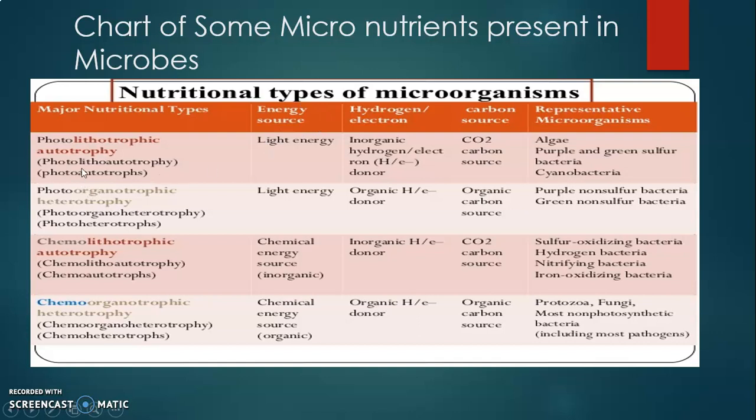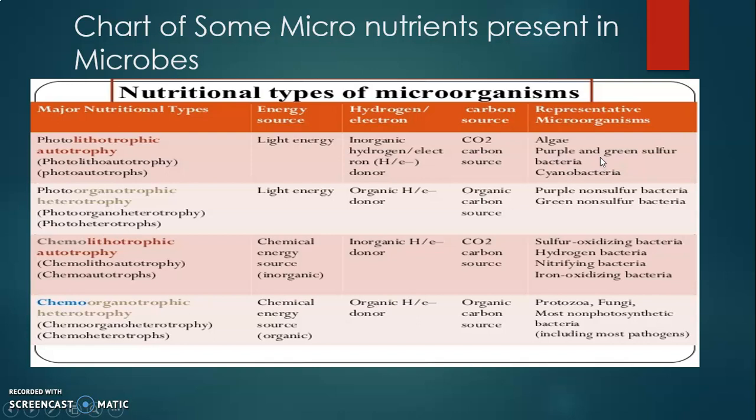What does photo mean? Photo means energy. What is the source of photolithotrophic, autotrophic? This is light energy. And the source of carbon is carbon dioxide. And what is the representative microorganism? Algae, then purple and green sulfur bacteria, cyanobacteria. Cyanobacteria are also called blue-green algae. Algae are also microbes. Blue-green algae include Nostoc and Anabaena. These are some different types of microbes.